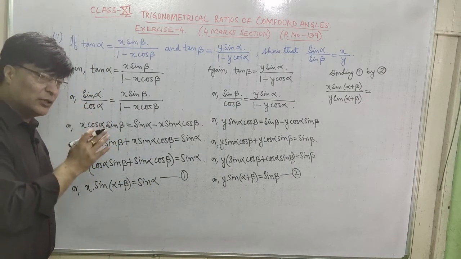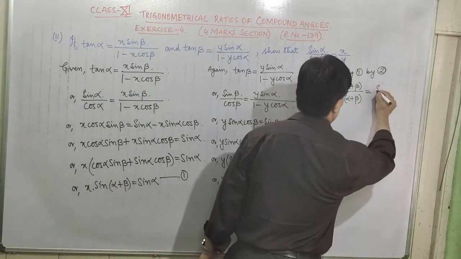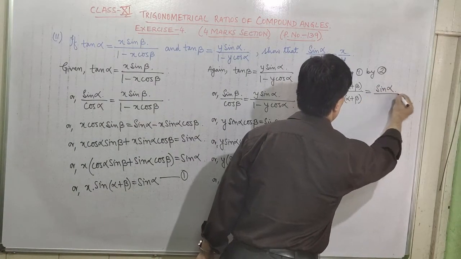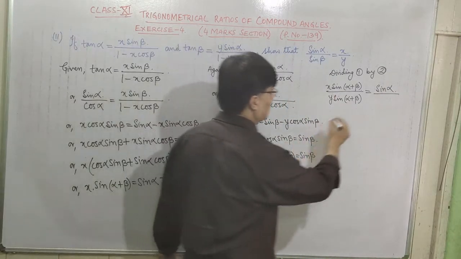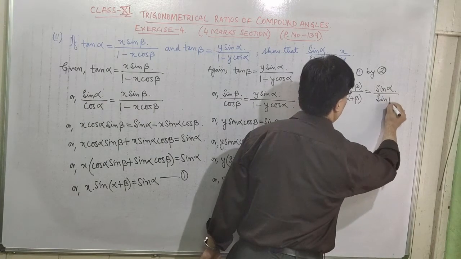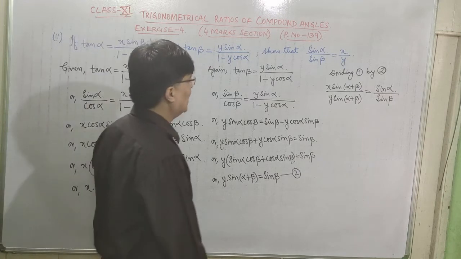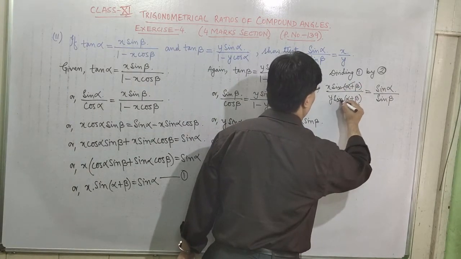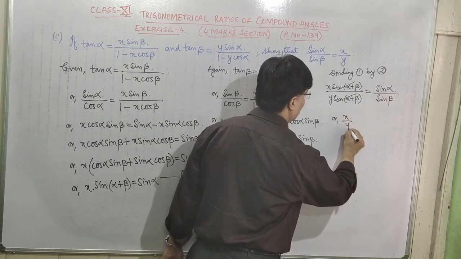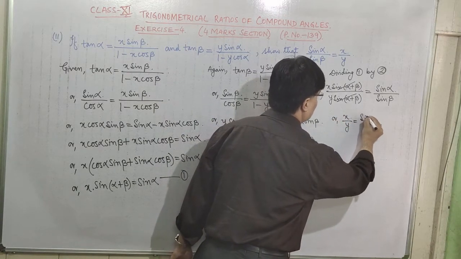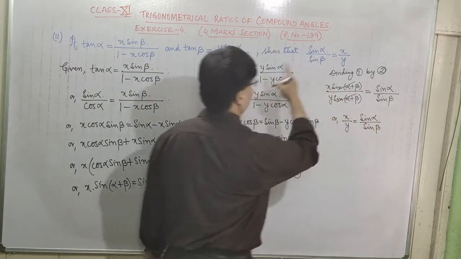down, in the numerator, the right hand side of number 1, that is sine alpha. From 1 we have sine alpha divided by, in the denominator you should write down the right hand side of number 2, that is sine beta. So I think you have understood it. So we can cancel this sine of alpha plus beta. Sine of alpha plus beta will be cancelled. So this is x upon y is equal to sine alpha divided by sine beta.